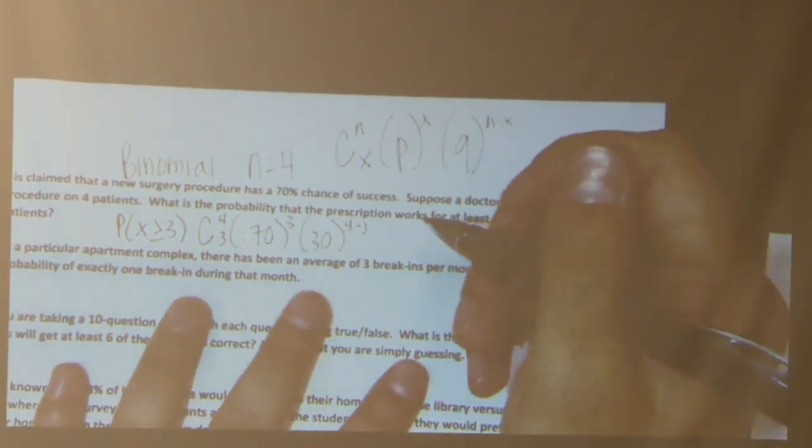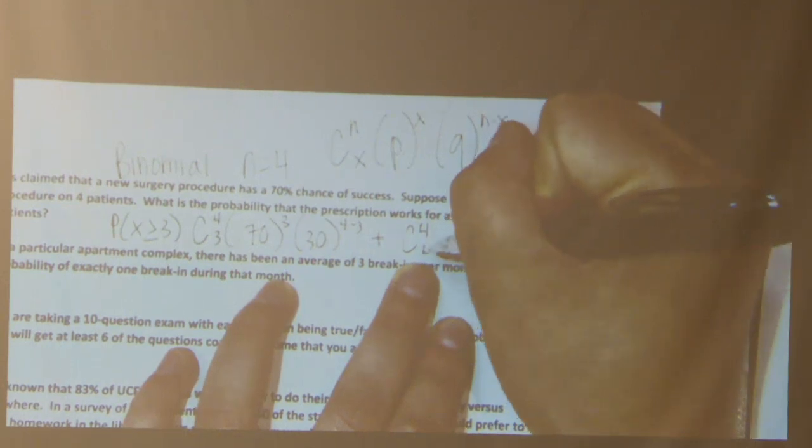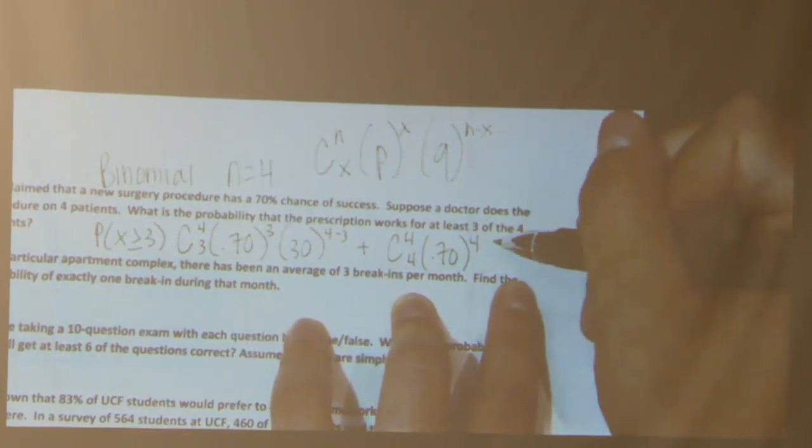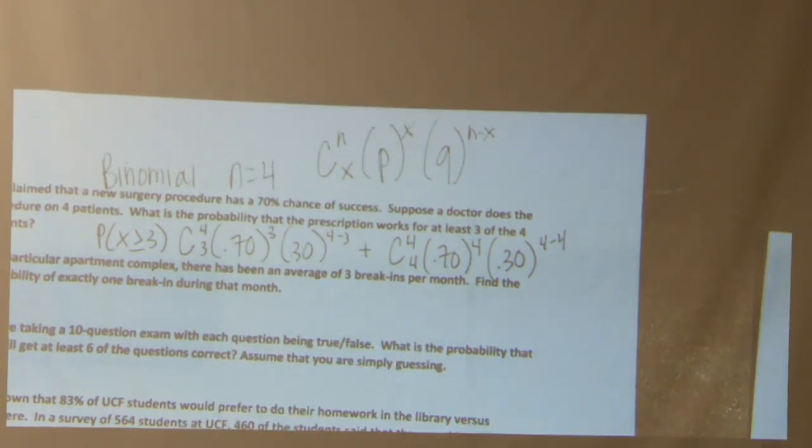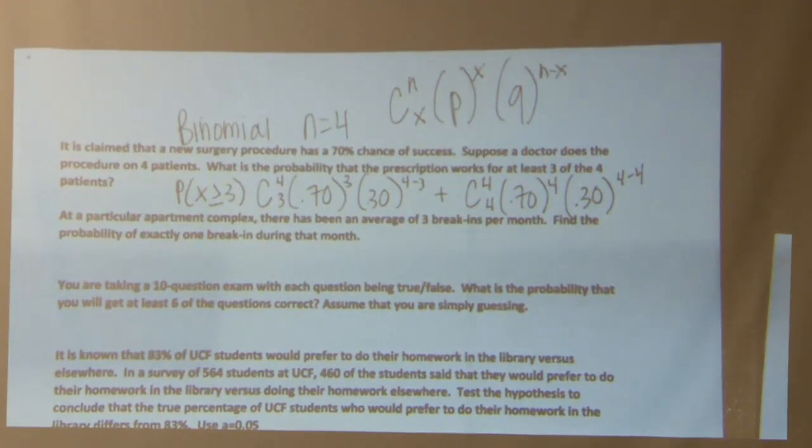Then we can add that to the probability of getting 4. So the combination of 4 choosing 4. Again, we still have the same probability of 0.7. Now it's going to be to the 4th power. And our q is going to be to the 4 minus 4. And once we add that up, we can get the answer for this problem.